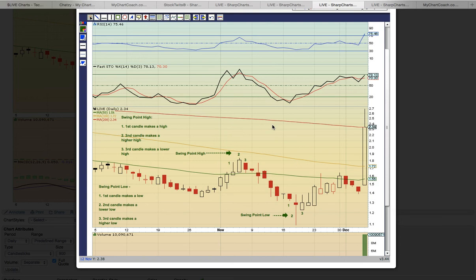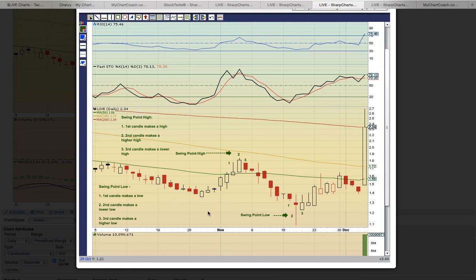So it's all about entry point, and in order to find a good swing point entry point, what you want to do is to be able to identify what a swing point is. A swing point is a level on a chart where the chart is setting up for a reversal, and the key is to identify the swing points as they are developing. And it's a 3 point pattern.